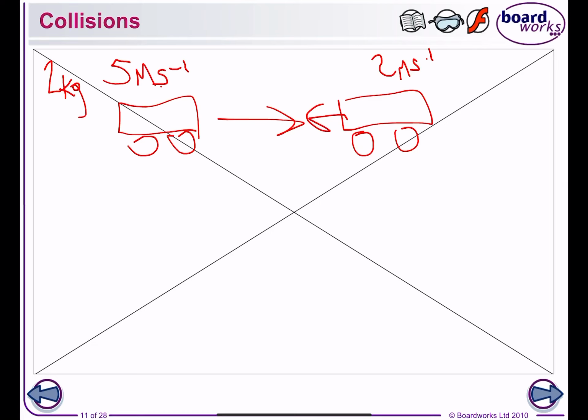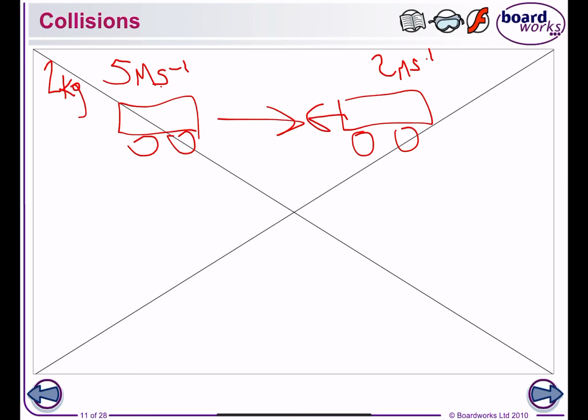And the other trolley there, we said that was 2 as well, and that's only got 2 meters per second, so that's got a momentum of 4 kilogram meters per second. So we've got 10 going towards the right, and we've got 4 going towards the left. So the question might be, what's going to happen after this if these trolleys stick together and continue moving?